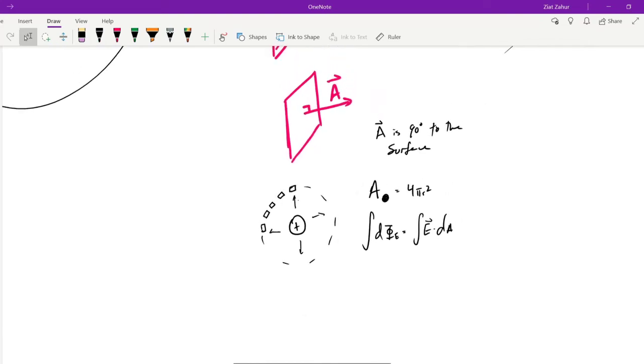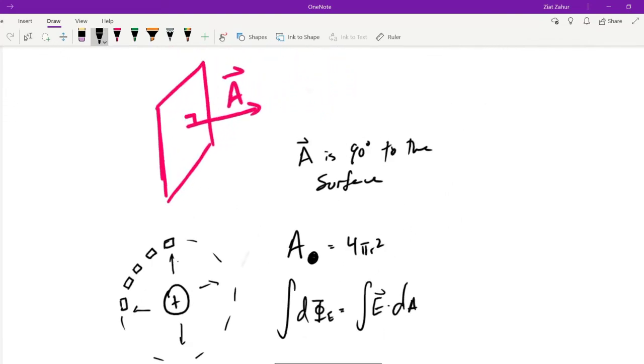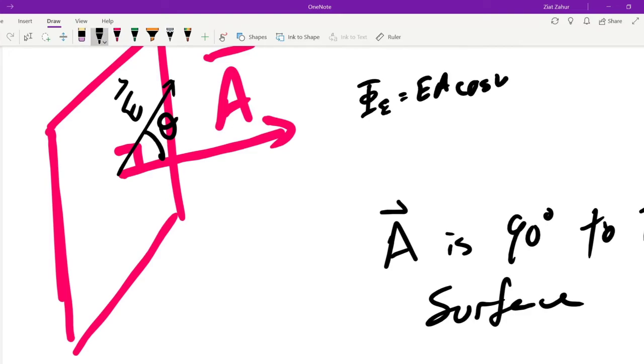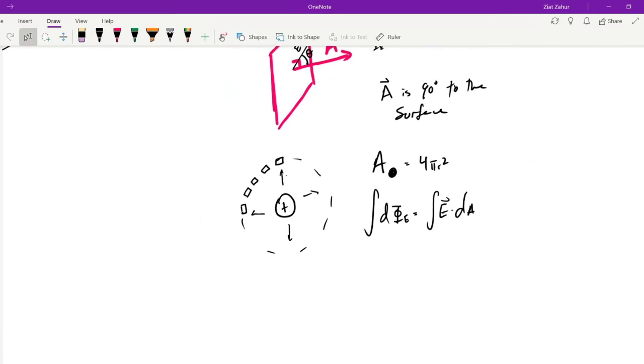Right? If the electric field was not parallel to the A vector, so if you have electric field going diagonally, then you have to do the actual dot product. So flux would be equal to E times A times cosine of theta, the angle between E and A. All right, so we end up with this.